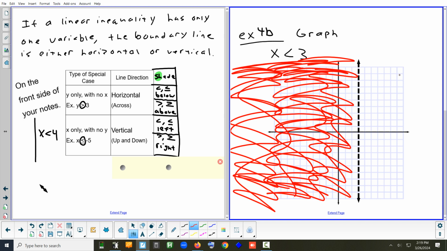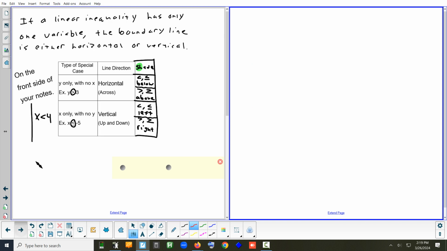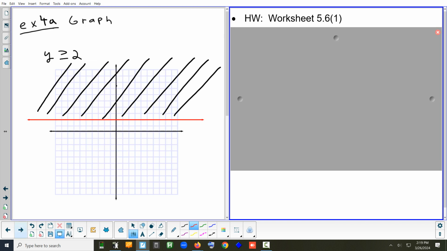All right. So I purposely made today a little bit shorter, so that way you have a little time to start the homework. We've got about 20 minutes. It's just worksheet 5.6, part 1. So the homework is worksheet 5.6, part 1. You got it? All right.